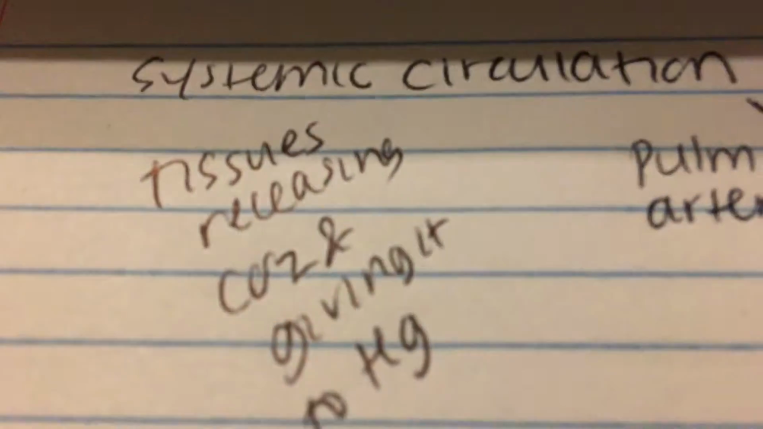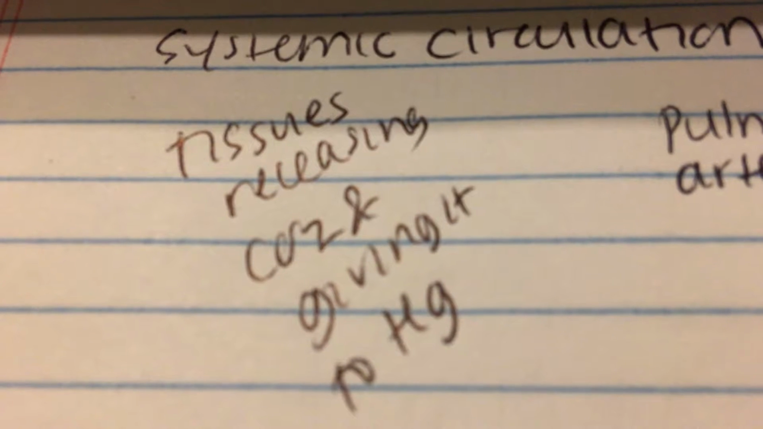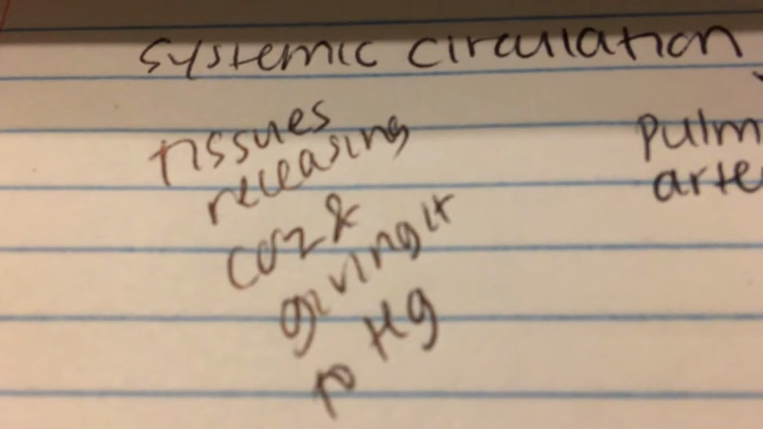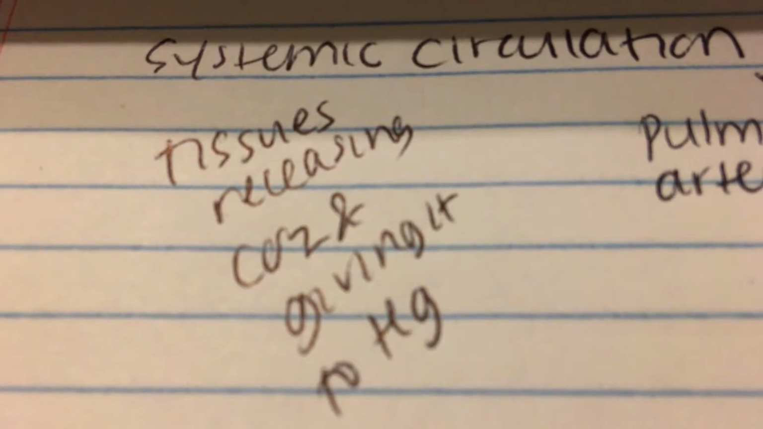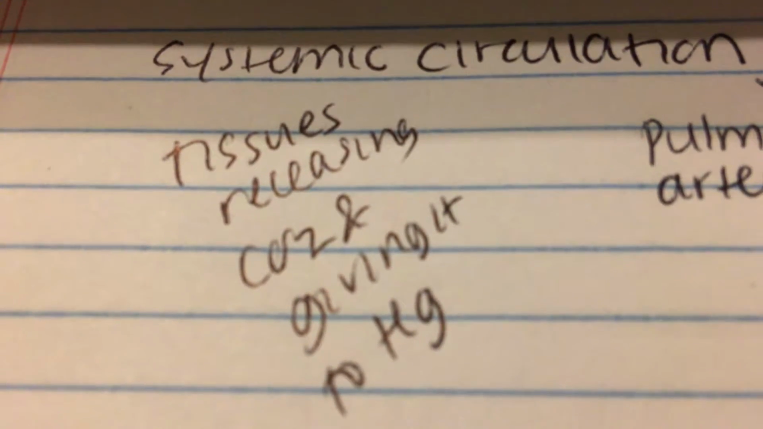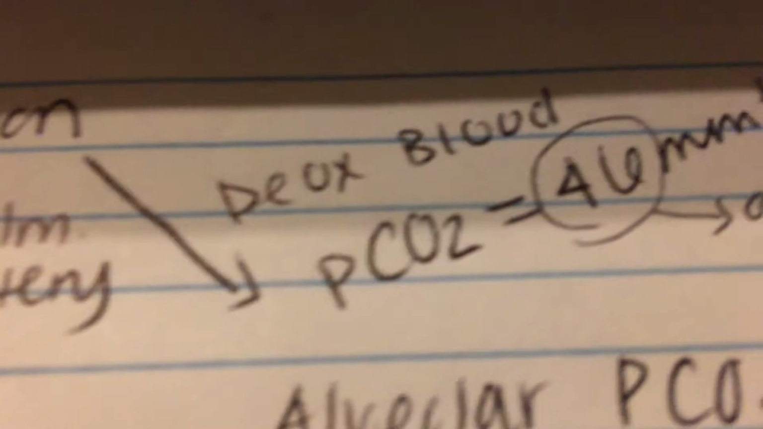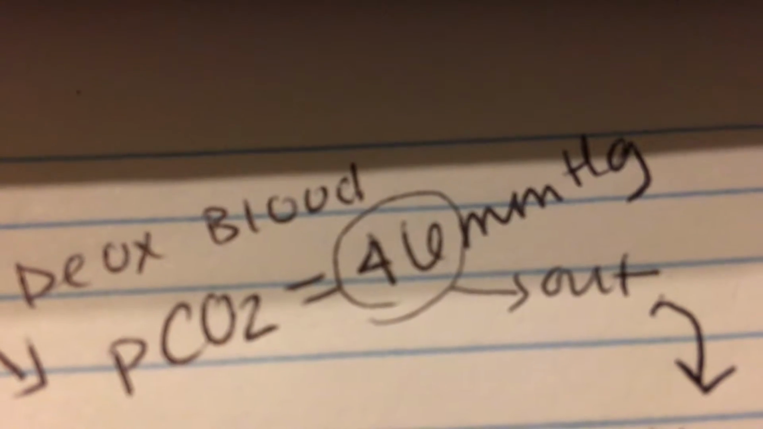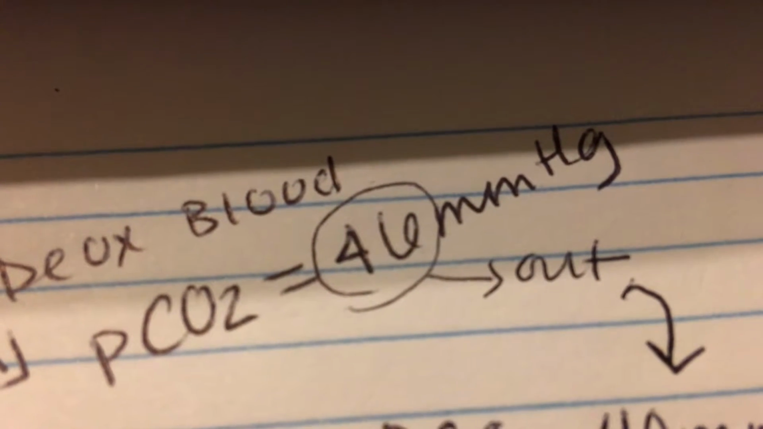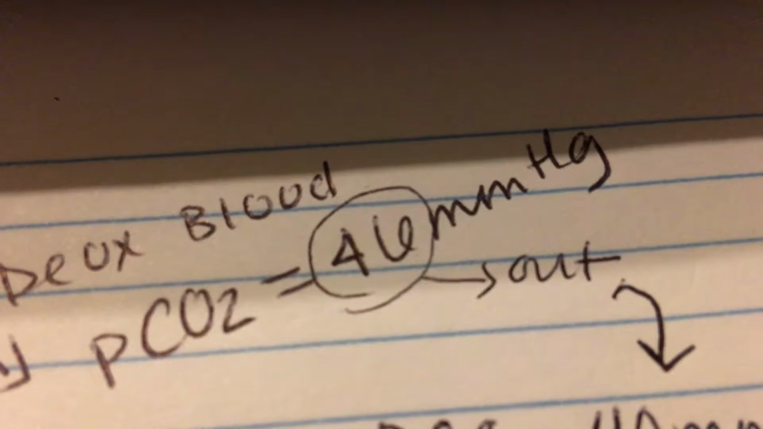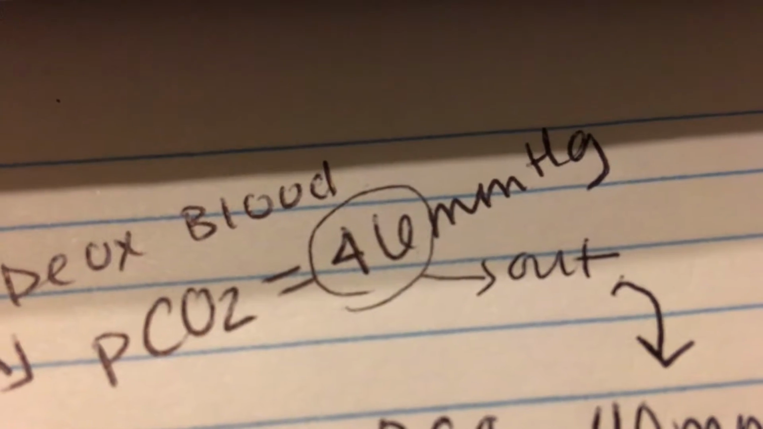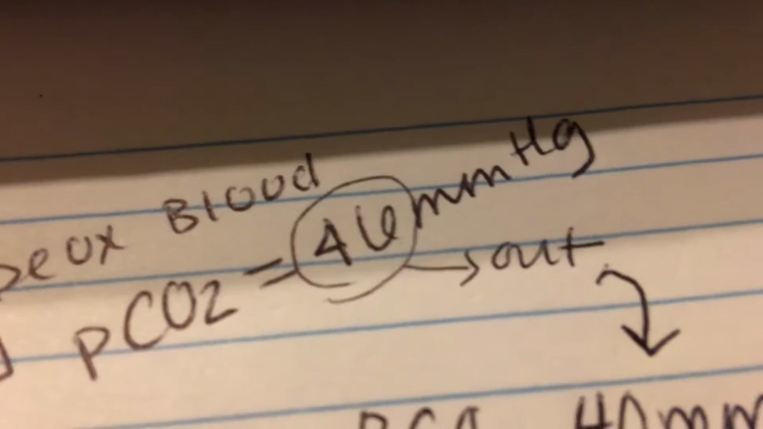Okay? So understanding that, let's talk about systemic circulation. What's happening at the levels of the tissues is that the tissues are releasing their CO2 and giving it to the hemoglobin. It's attaching to the hemoglobin, and then it goes back to the vena cava into the pulmonary artery. Pulmonary artery is carrying the oxygenated blood. In this case, the blood represents partial pressure of carbon dioxide at 46 millimeters of mercury. That is the partial pressure of deoxygenated blood.